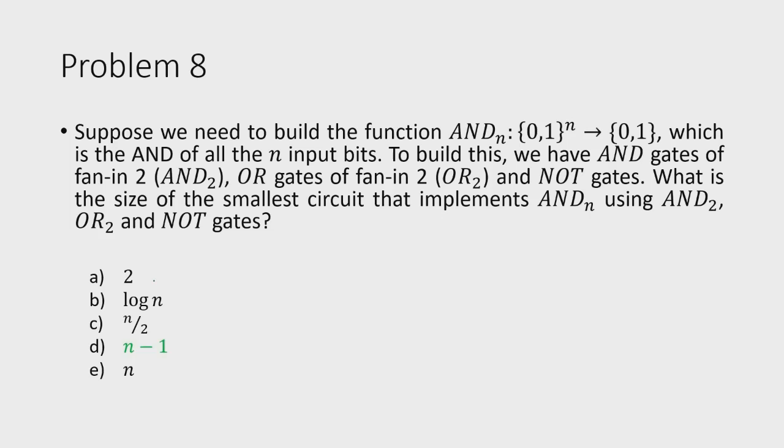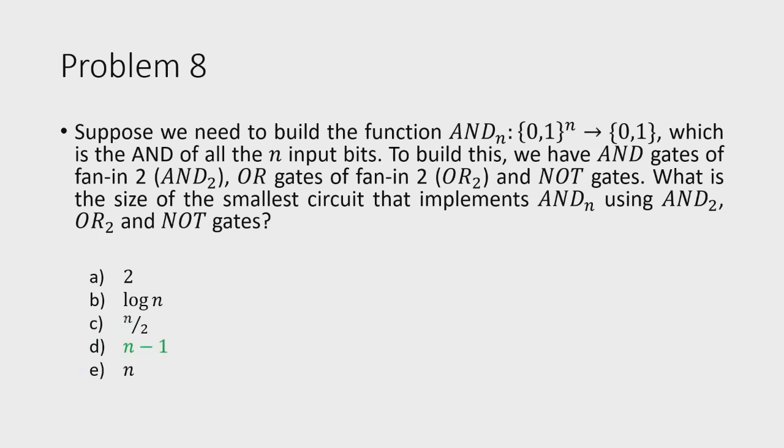So what I'm saying is, for 2 and log n, I can give a very simple proof why it won't work. You can't read the entire input. But for option C, I'm not giving you a proof. I'm just giving you an argument why it won't work. And what is that argument for n by 2?